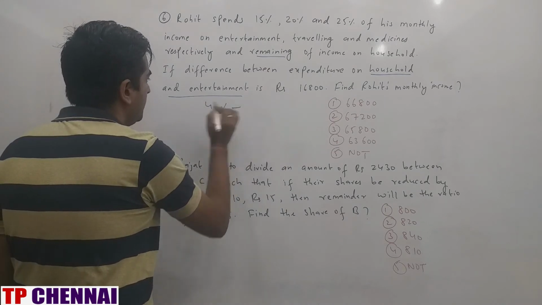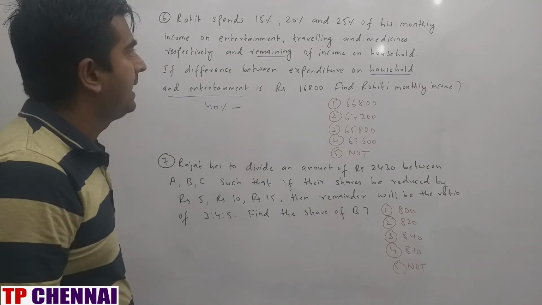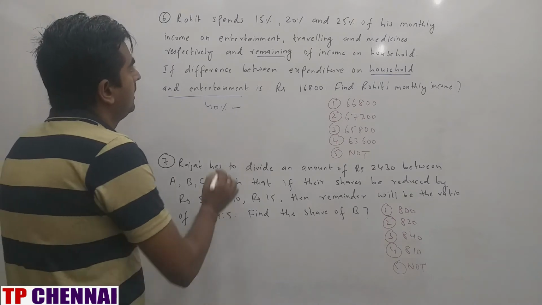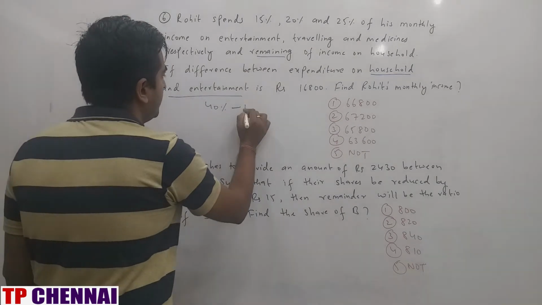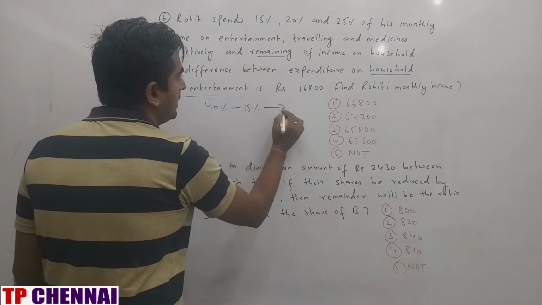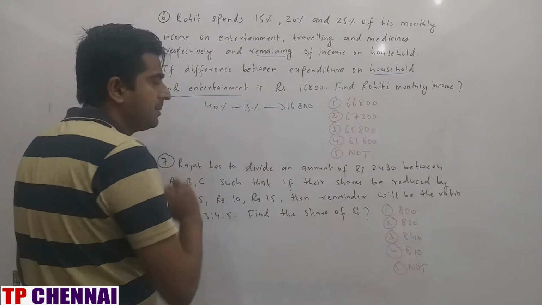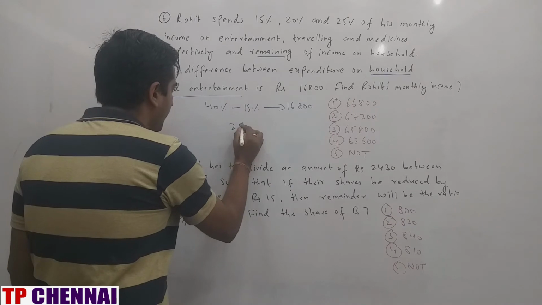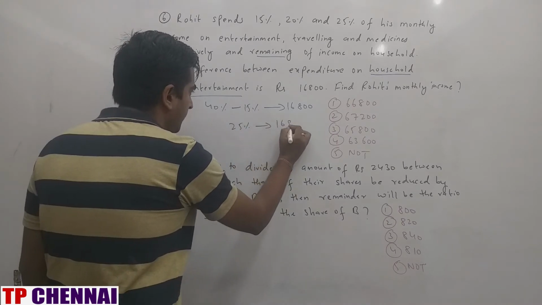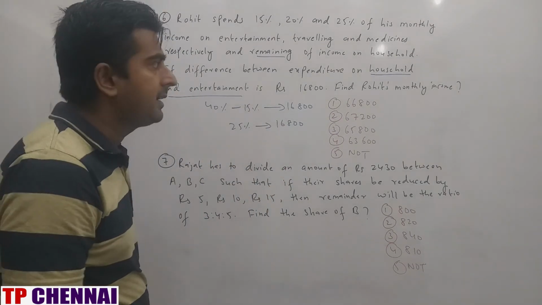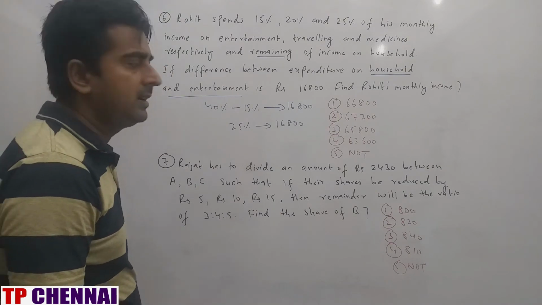So 40% minus entertainment. Entertainment, what is the value? How much he spent? Entertainment he spent 15%. And this is how much they have given you? 16,800. So 40% minus 15% is 25%, and that is the thing about 16,800. Now what they are asking? Find the monthly income. Monthly income is 100%.